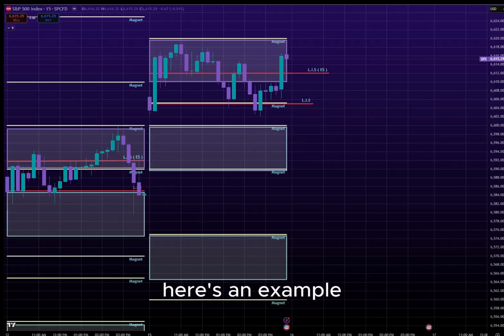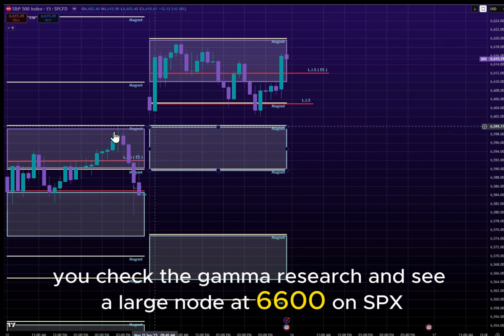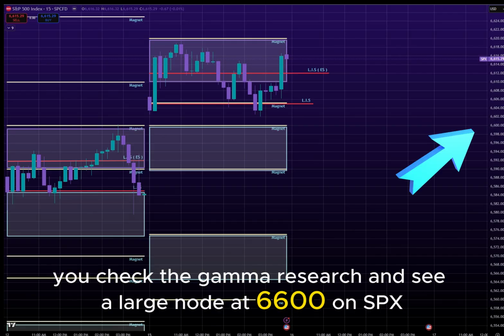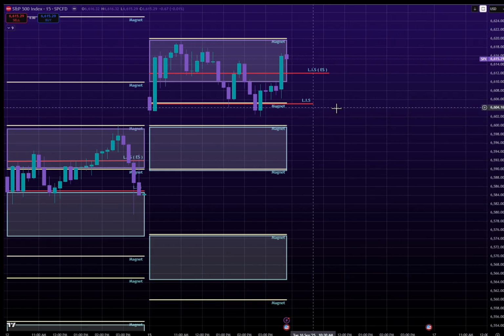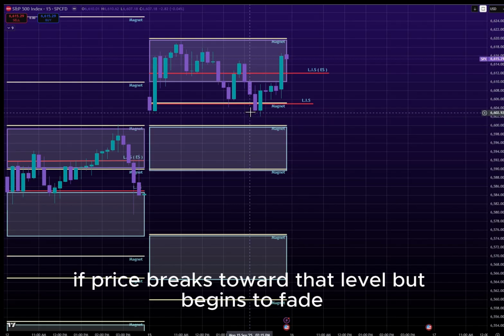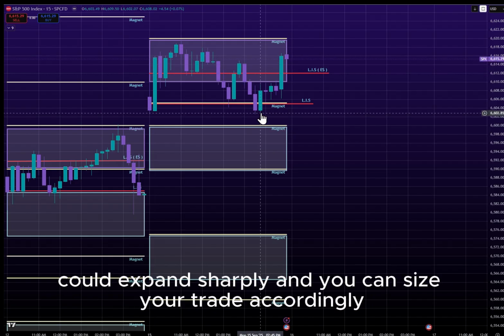Here's an example. Let's say you believe the S&P is set up for a breakout. You check the gamma research and see a large node at 6,600 on SPX. Below that, a major call wall. Just above, a gamma flip. If price breaks toward that level but begins to fade, you know it's likely to prop the market up and hold. Momentum could expand sharply, and you can size your trade accordingly.